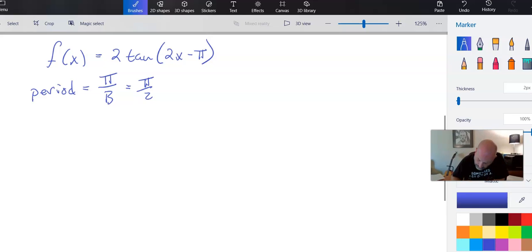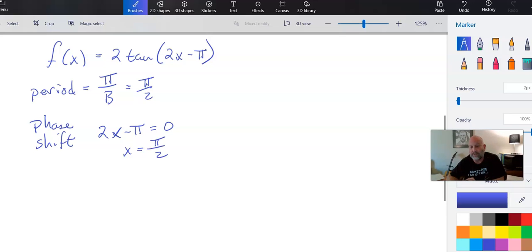Excuse me. Now we need to have the phase shift. And you find the phase shift by taking the argument and you set it equal to 0 and solve. And that will actually give you your phase shift. So if I do this, I'll add pi, divide by 2. My phase shift is pi over 2, which means that it's scooted over by pi over 2. In fact, since this is positive, it would be moving to the right pi over 2.